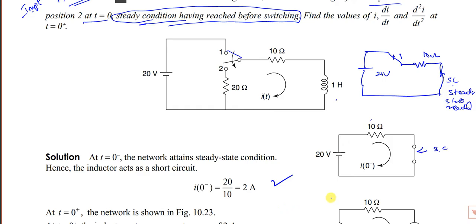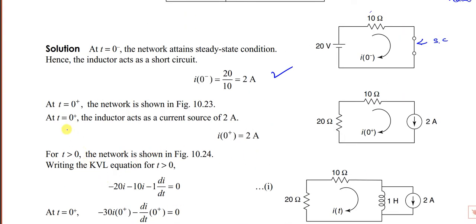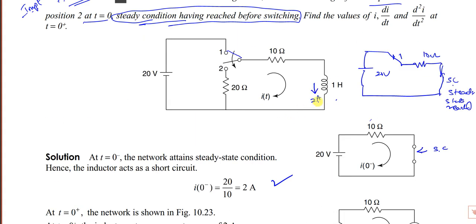So now some initial current of 2 amps is flowing in the inductor. That is the meaning of this. Now the switch is changed. At t equals 0, the switch is changed to position number 2. From now it is changed to here.